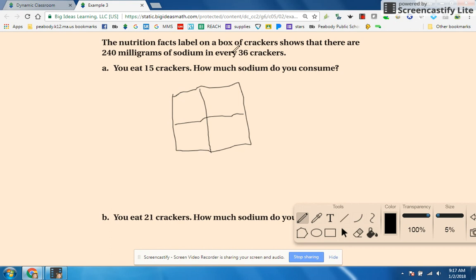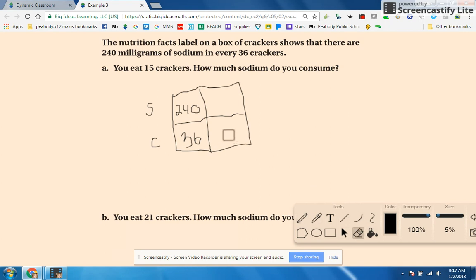Okay, so I'm doing sodium in crackers. So I'll put an S for sodium and a C for crackers. It tells me there are 240 milligrams of sodium in 36 crackers. Okay? Now it says you eat 15 crackers. So if I put the 15 here, here's the issue. So let me show you when you have to do what I call the middleman. There's nothing that I can multiply or divide 36 by to get 15. It's not going to go in evenly. So this happens rarely, but in the situation where it does, you have to do what I call the middleman.